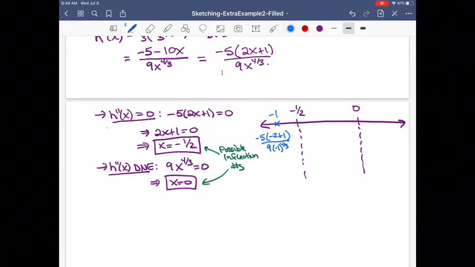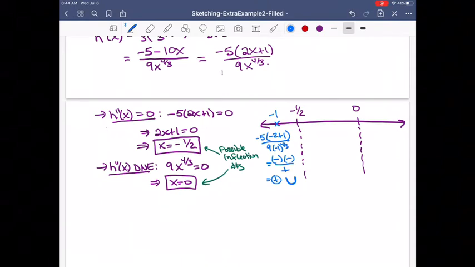So because of the 4/3 exponent, okay, this part is actually the cube root of x to the power 4. So because of that power 4, all of these numbers are going to be positive. So that means the denominator here is always positive. So I'm going to have a negative, and then the negative 5. And then I'm going to have a negative 2 plus 1. That's also a negative over a positive. So here I'm going to have a positive over a positive, so I get a positive, which means I'm concave up in this interval.